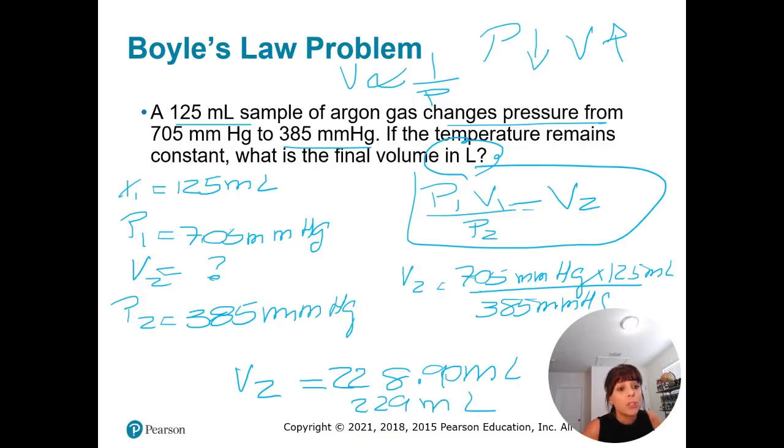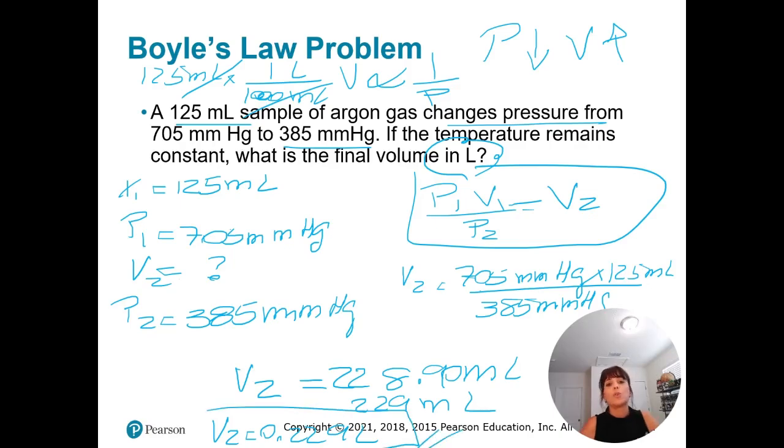And to go to liters, how do we get to liters? 1000 milliliters is 1 liter, so it will be 0.229 liters for the volume 2. Okay, so you need to convert the units because the problem asks you to do so.